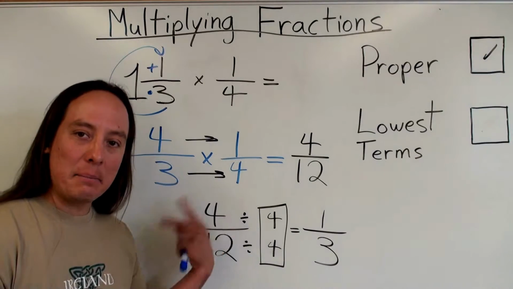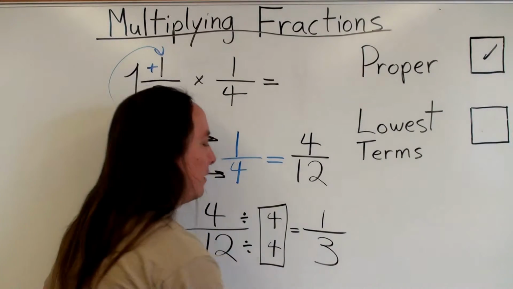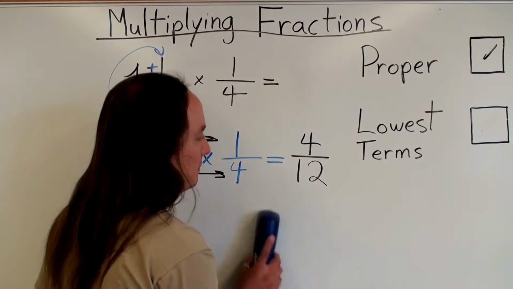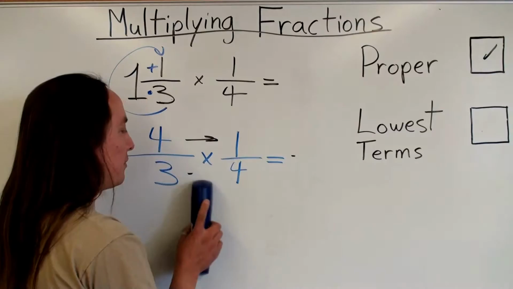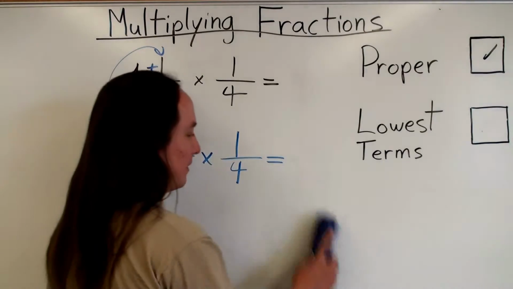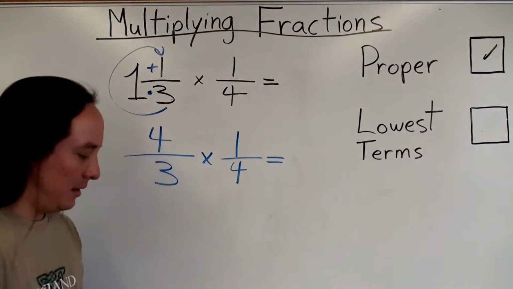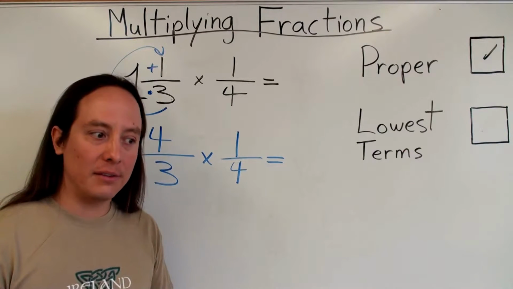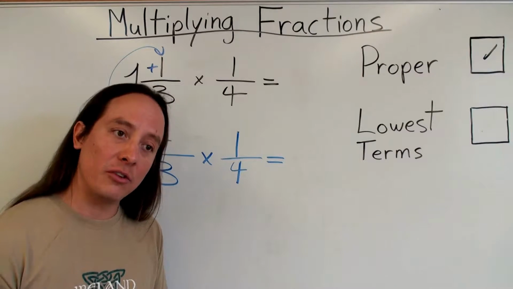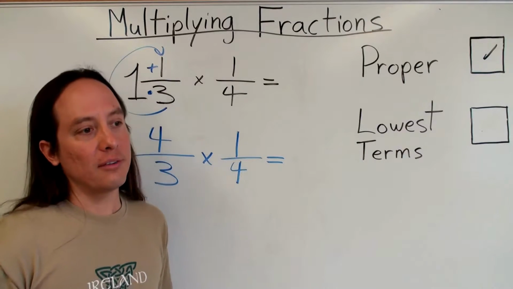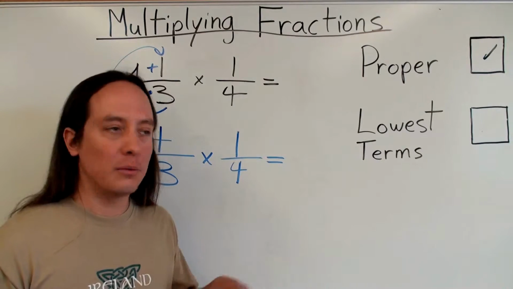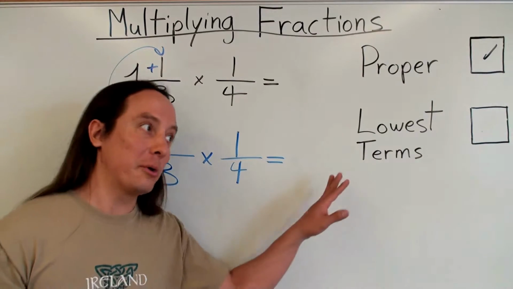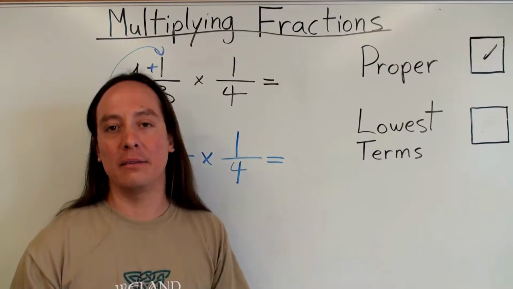I'm going to show the same problem one more time. This is where, remember the answer, it's 1/3, okay? This is where I was talking about cancellation. It's this tool that we use when we're multiplying fractions to make numbers smaller so they're easier to multiply, or also so we don't have so much reduction at the end, so we don't have to worry so much about the lowest terms. Always worry about it, but it's usually easier if we cancel first.